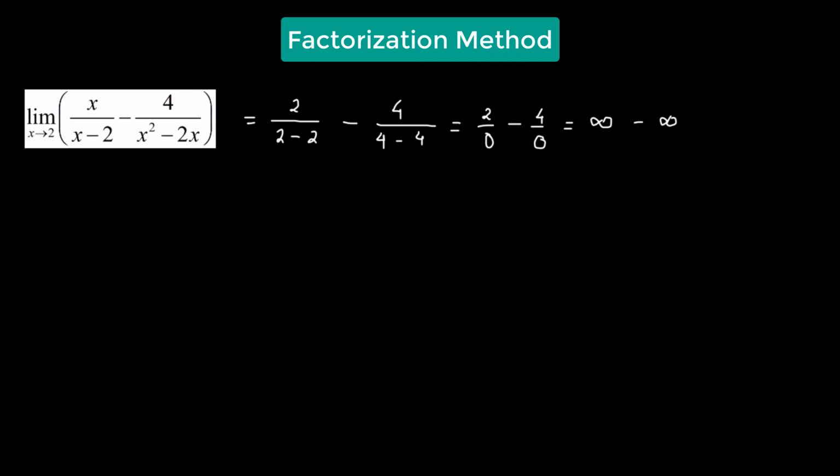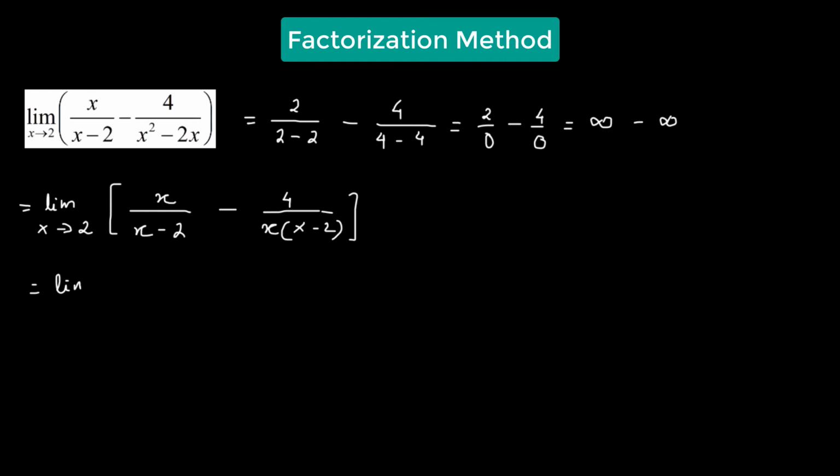So what we are going to do, we are going to do some algebraic manipulation here. So let's rewrite it as limit x going to 2. So we have x divided by x minus 2 minus 4. So we are going to take x as the common factor, so that leaves us with x minus 2. Now we are going to factor out 1 over x minus 2. Then the first term will be x, and the second term will be 4 over x.